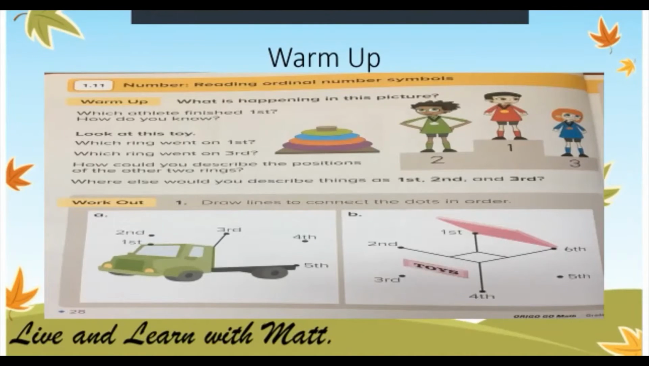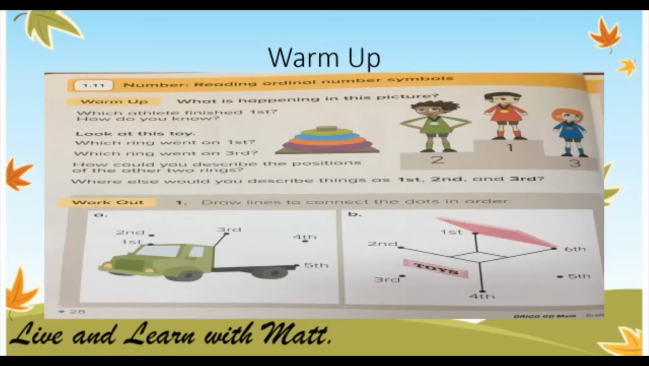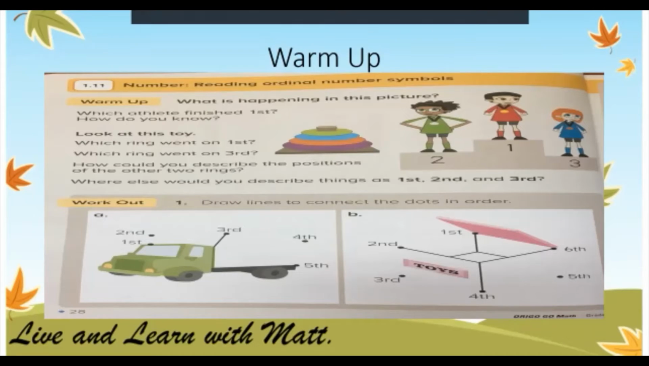Now let's take a look at the picture. What is happening in this picture? We can see some athletes standing on the podium. This person got the first position, and this person got the second position, and this person got the third position.